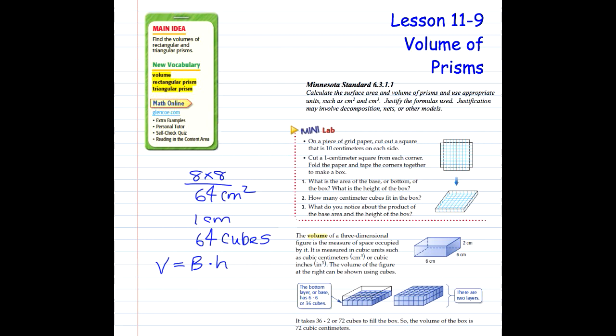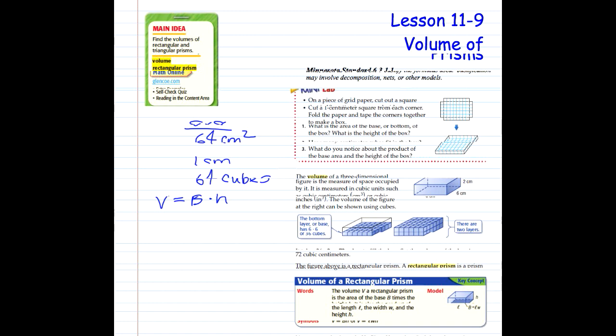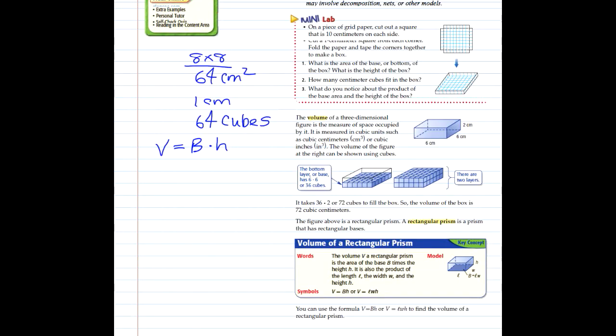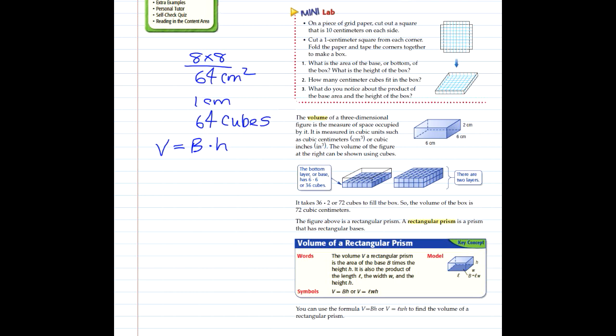The volume of the figure at right can be shown using cubes. It's got a base that's 6 by 6 and a height of 2. The bottom layer holds 6 times 6 or 36 cubes. Because there's 2 layers, it then has a volume of 72 cubic centimeters, 2 rows of 36. The figure above is a rectangular prism. A rectangular prism is a prism that has rectangular bases.